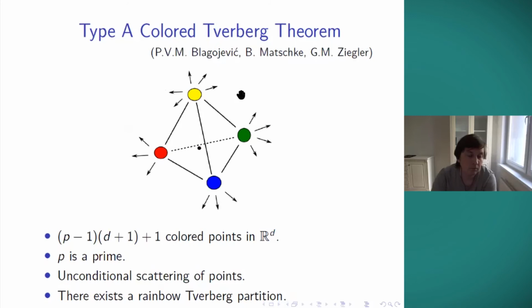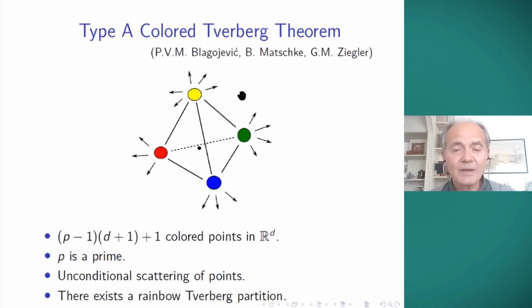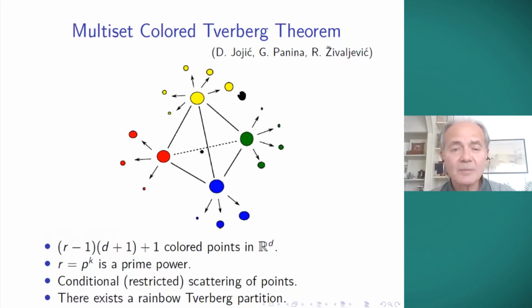So this is the difference. So just for your satisfaction, there are the monochromatic Tverberg theorem, the type A colored Tverberg theorem, and the multiset colored Tverberg theorem. Why do we call it the multiset colored Tverberg theorem? Because these small monochromatic clusters can also be interpreted as single points with multiplicities. So each of these small circles in color may be interpreted as a single point with a certain multiplicity. So they create a multiset.